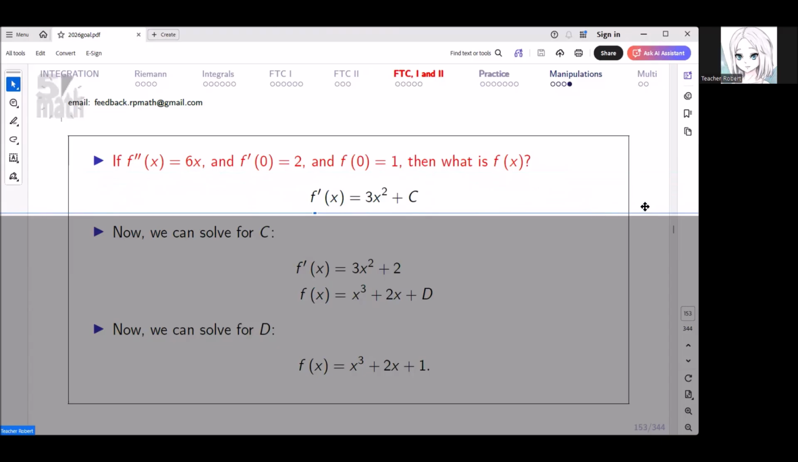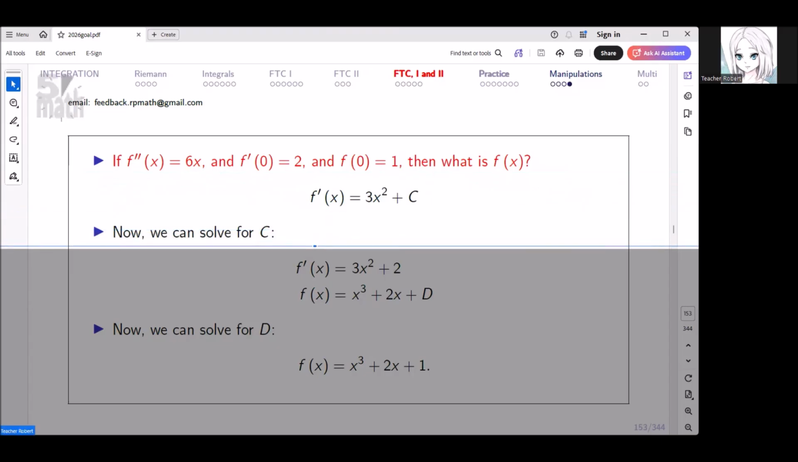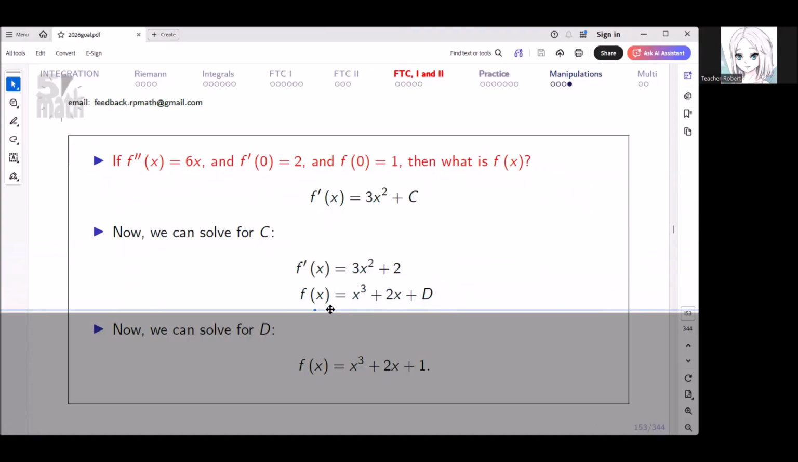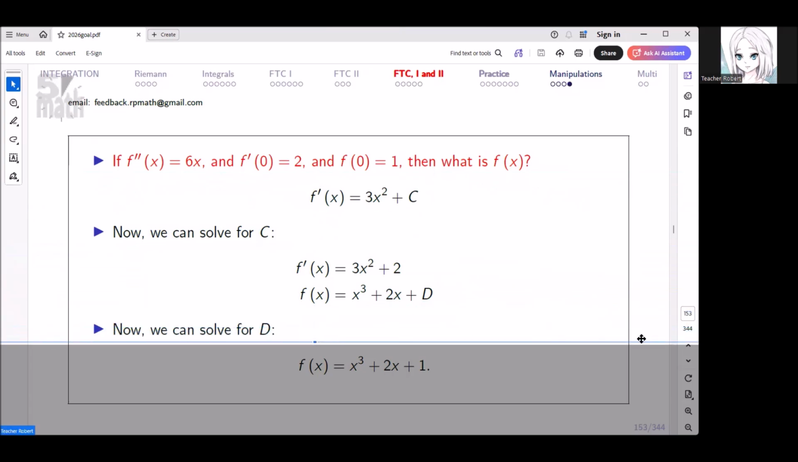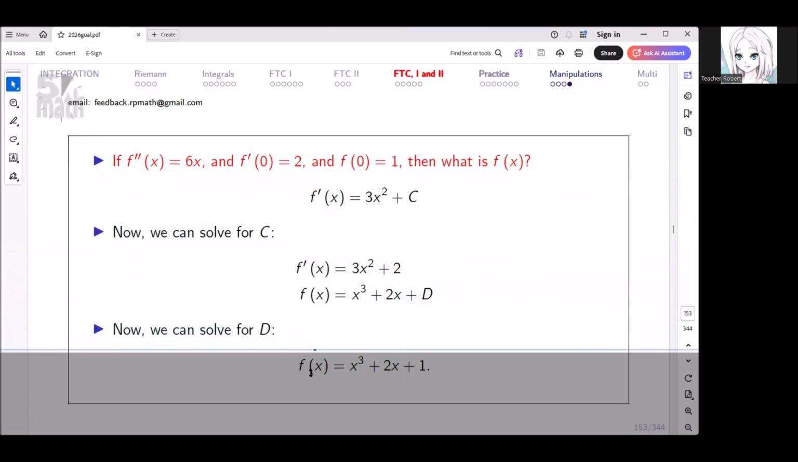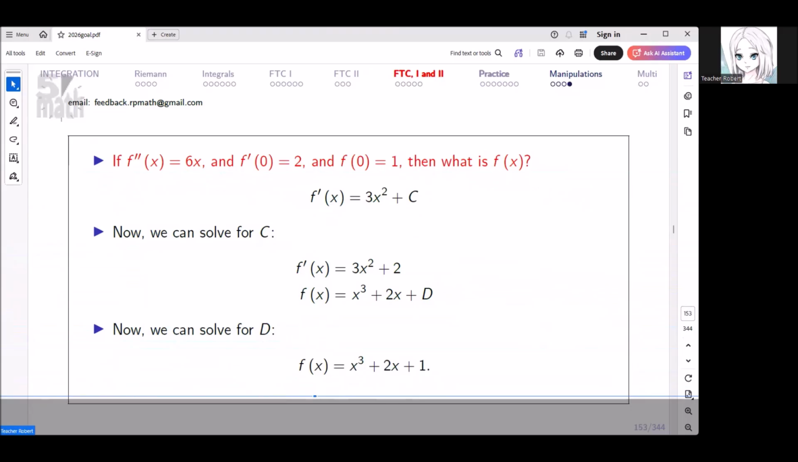We have the following. Now we can solve for c. We have the following. Now we can solve for d. F of x equals x cubed plus 2x plus 1.